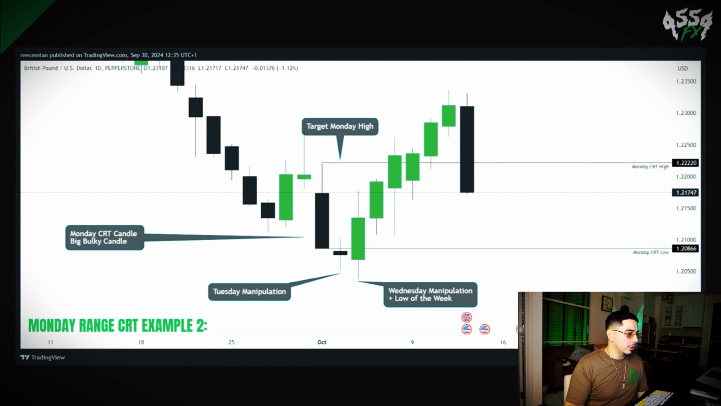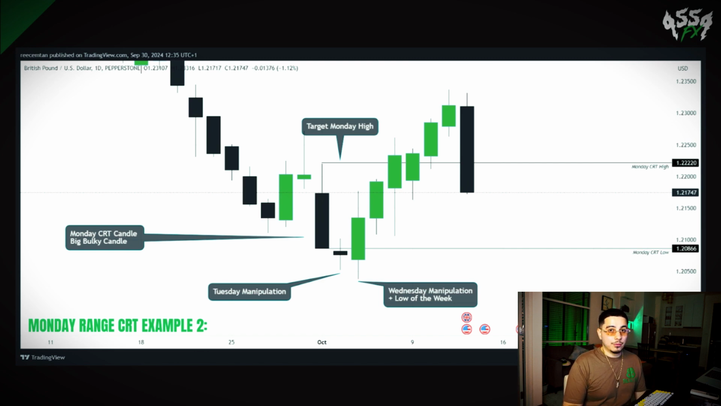So we got a big bulky candle here, all right, from Monday. We mark out the Monday CRT high, the Monday CRT low. We wait for Tuesday. Remember, we're waiting to spot the manipulation. We're not entering on the manipulation, we're waiting to spot the manipulation, okay? That's what you want to do at the start if you're just starting out with CRT. So we wait for the manipulation, but it doesn't close back inside of the range.